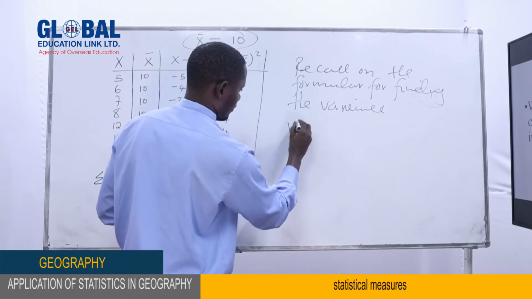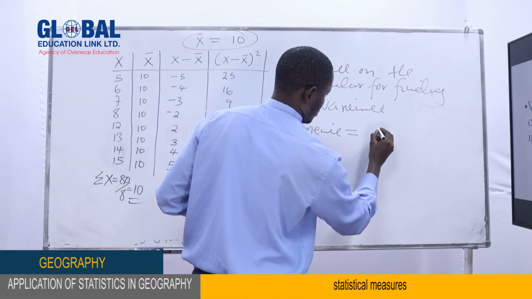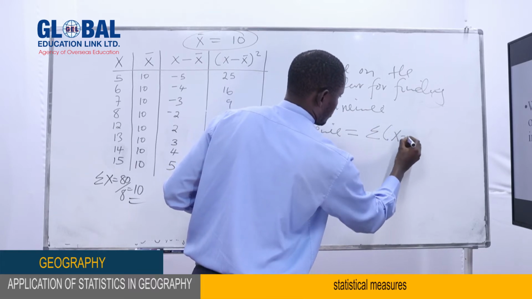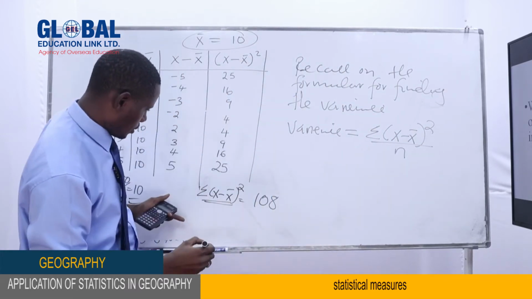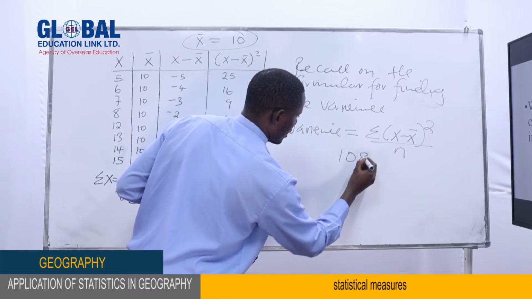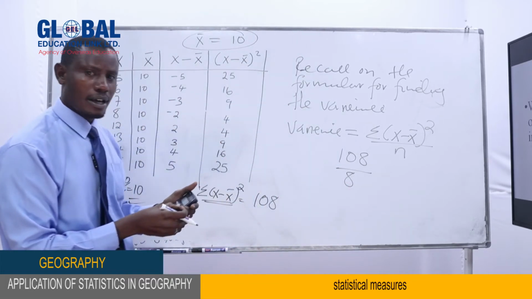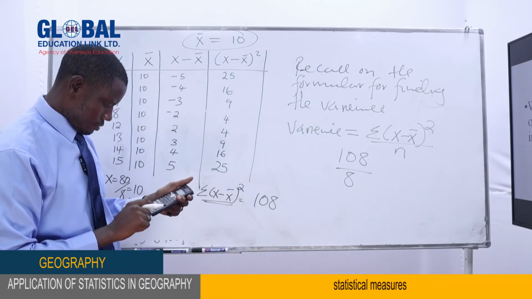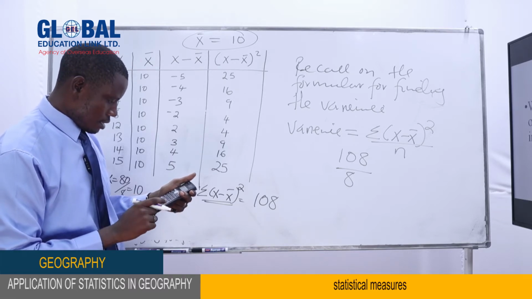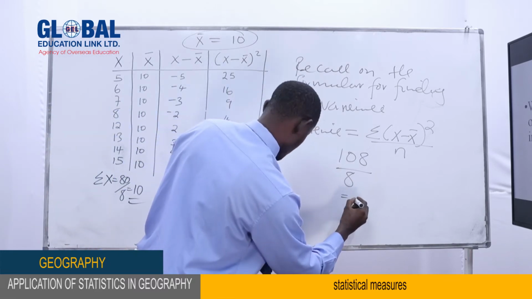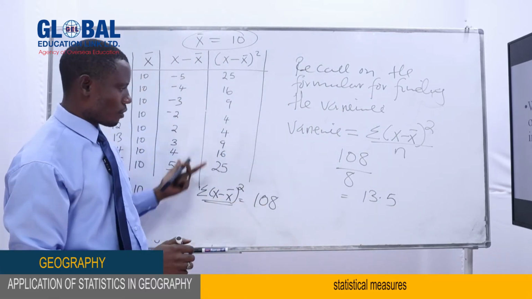So the variance is equal to the summation of (x minus x bar) squared, then we divide by n. For our case, we take 108, then we divide by 8, and the answer will be 13.5. So this is the variance for that particular question.